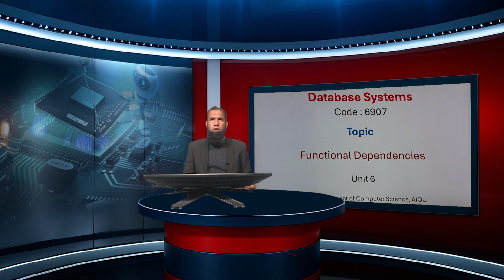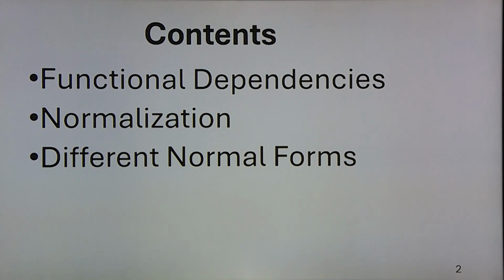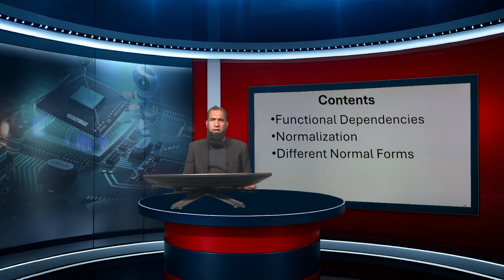Welcome everyone. Today we are going to start a very important topic in our database course, functional dependencies. This topic lies at the heart of good database design. It helps us understand how data items in a table are related to each other and how we can organize our database structure to avoid redundancy, maintain consistency, and improve database integrity.